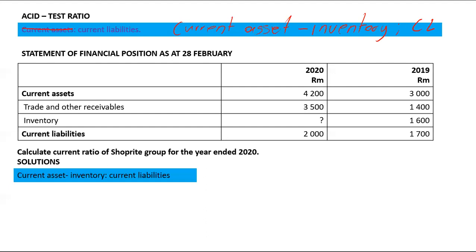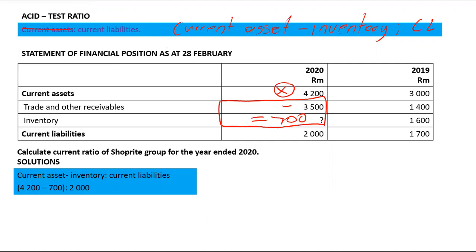Now, please tell everyone, how did you get that 700? Because isn't it trade and other receivables and inventory added together gives you the current assets? So that means if you take the current assets minus trade and other receivables, you'll get inventory. So you take that 4,200, you minus this 3,500, and it'll give you 700. And your current liabilities will be 2,000. When you calculate this, it will give you 1.75 is to 1.